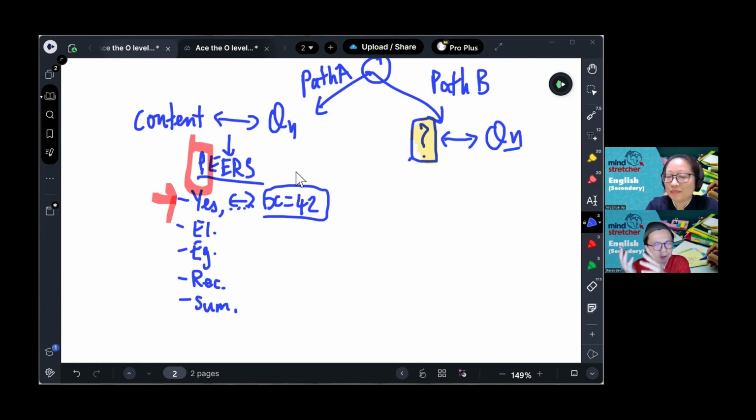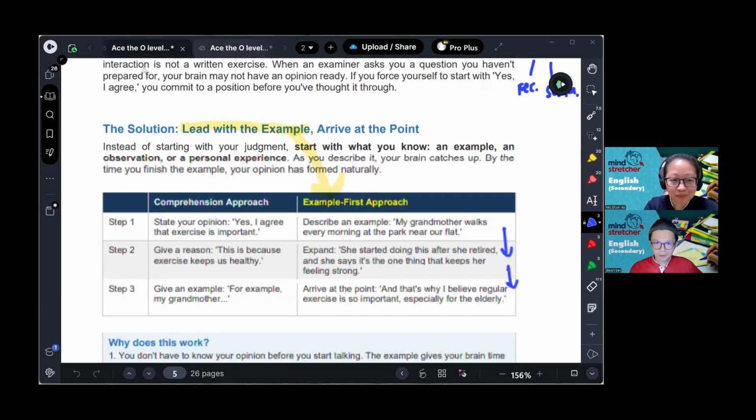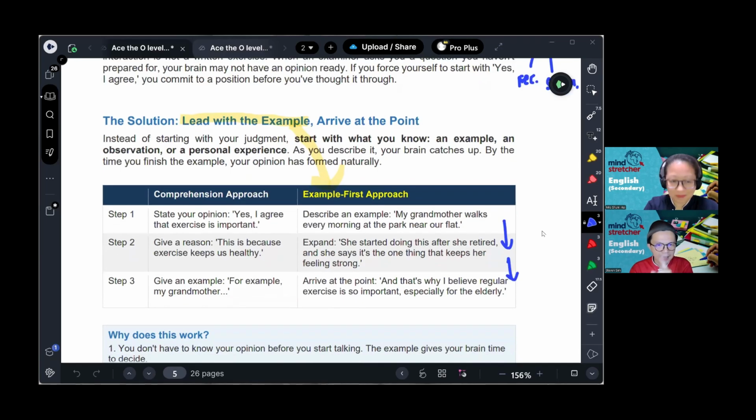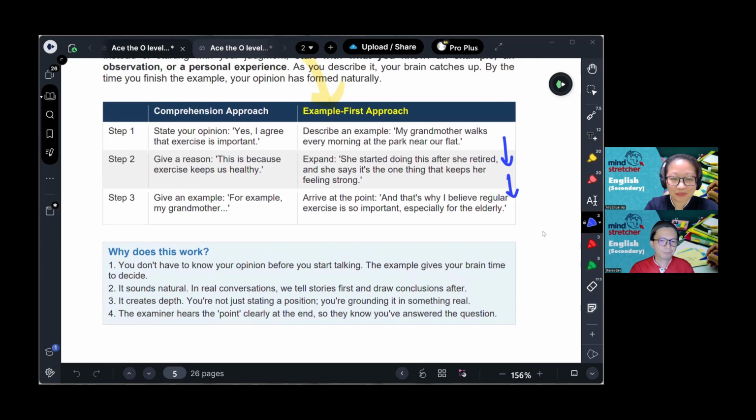But what if the question comes out which you have never thought about? So you need to think on the spot, and that's what I'm teaching you tonight. That's what we are showing with you. How to fish, how to think for yourself, how to carry out a conversation about topics which you've never spoken with anybody about, right? So you describe the example first, and then you arrive at the point.